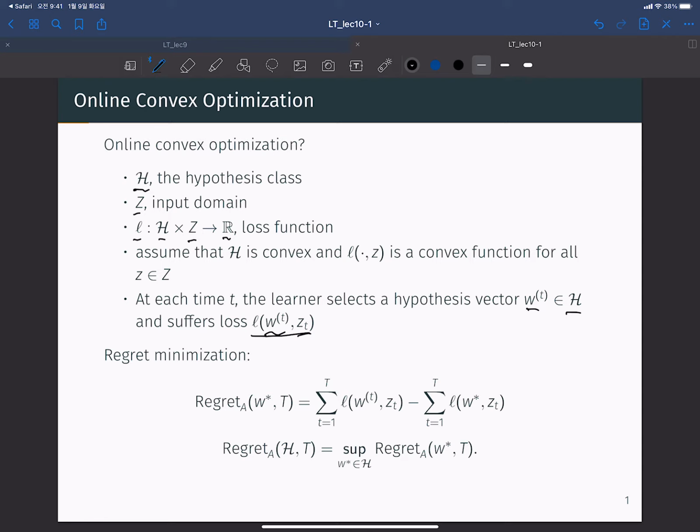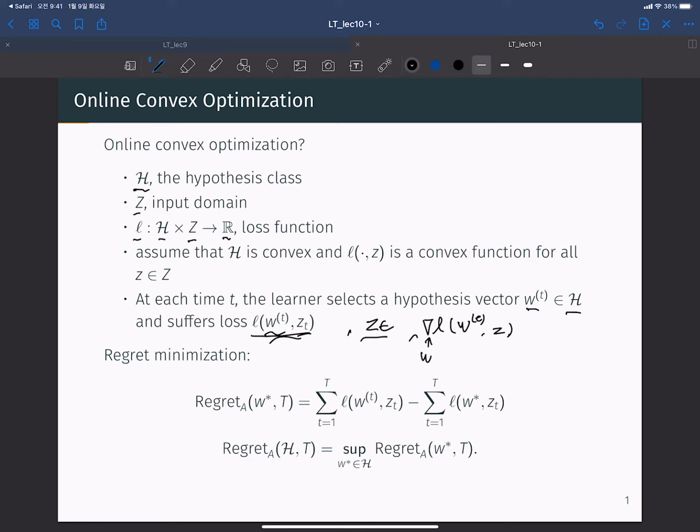And usually we also assume that we can reveal exactly what z_t is. And also sometimes we assume we can compute the gradient of the loss with respect to the w value for a given z. Okay, so this gradient is with respect to w. With this information, the loss value and z_t or the gradient value, we want to update the hypothesis w_t so that the cumulative regret is minimized.